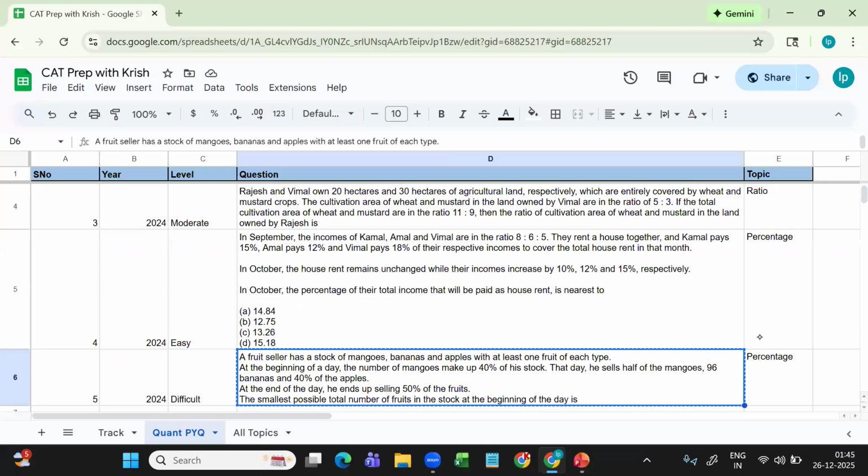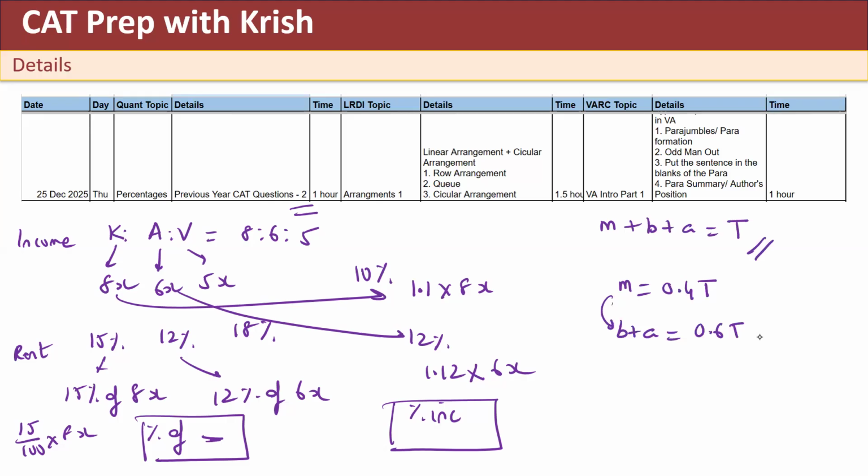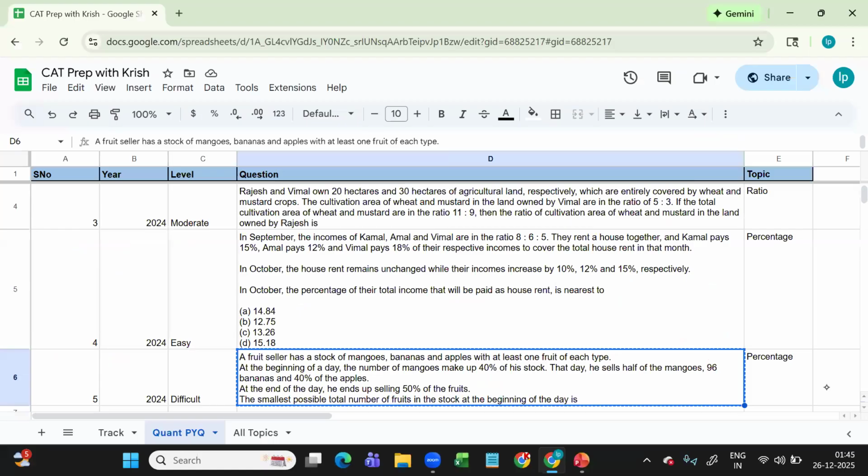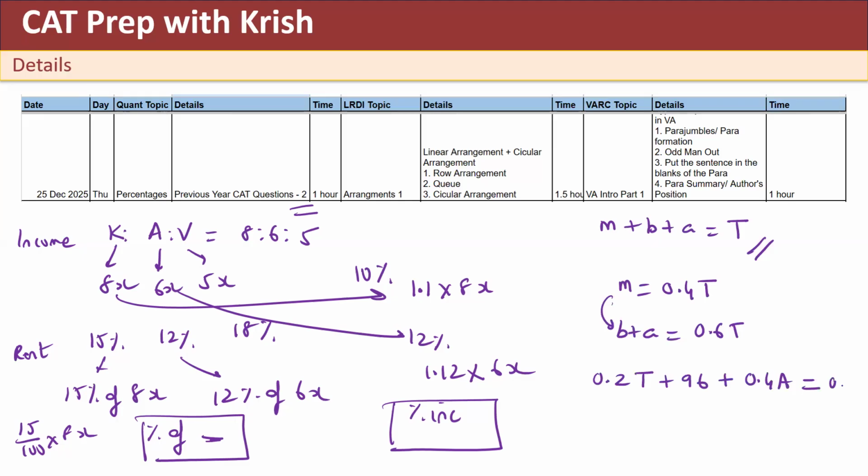So when he said that, what does that mean? That means that day he has sold half of the mangoes, right? Now, half of the mangoes is M by 2, that means I can write 0.2T, right? And he sold how many bananas? 96 bananas. And how many apples? 40% of the apples, right? So let me write 0.4 of it. Read the next line: at the end of the day, he ends up selling 50% of the fruits. So this will be equal to 0.5 times T.